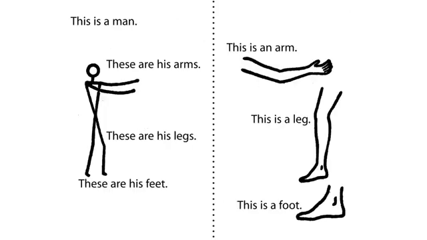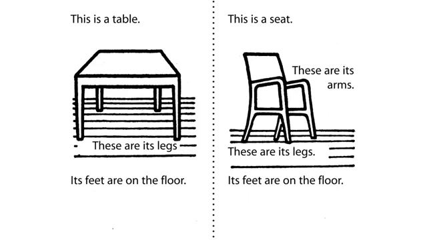This is a man. These are his arms. These are his legs. These are his feet. This is an arm. This is a leg. This is a foot. This is a table.